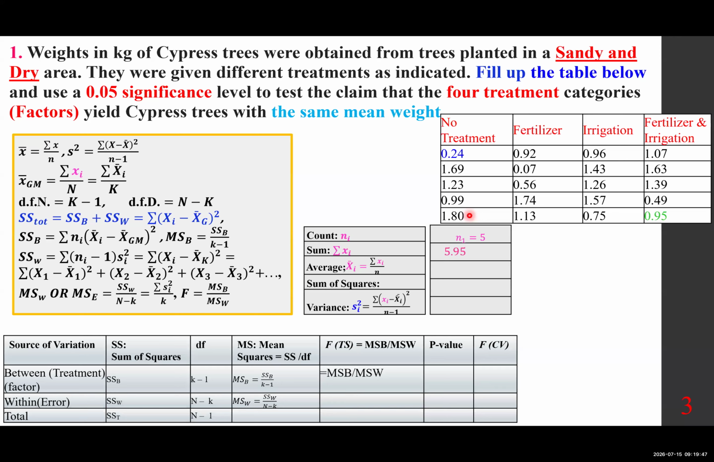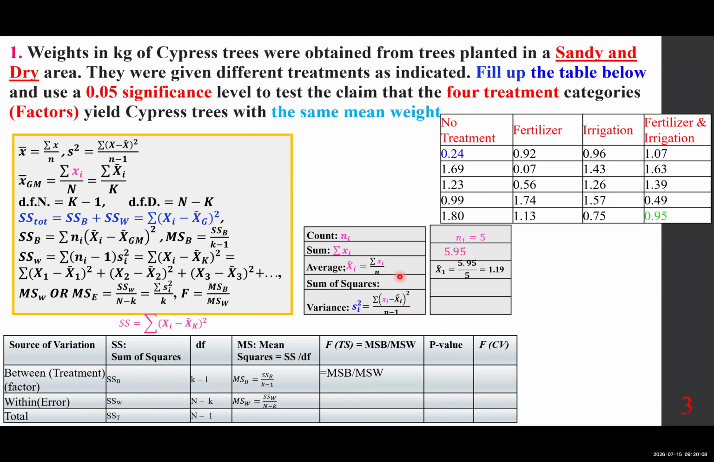Then sigma of x sub i, add them up. It's 5.95. Then the average, you divide it by 5, you get 1.19. We're looking at just the first group. Now, sum of squares is the summation of (x sub i minus x bar k) quantity squared.